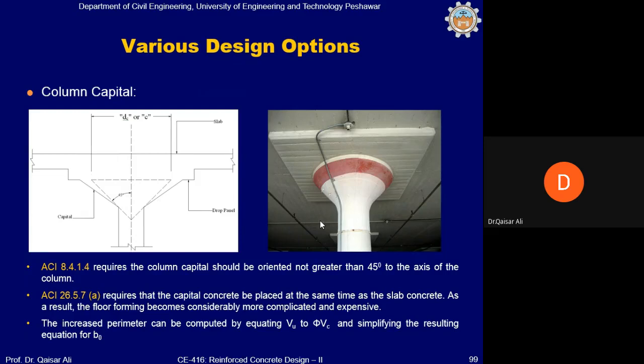In some of the situations where you see in a building that a column capital has been provided, most of these column capitals are ornamental column capitals. These are not structural column capitals. Okay, so ornamental column capital is no problem if they are provided for aesthetic reasons. But the structural column capital shall be provided with these requirements.